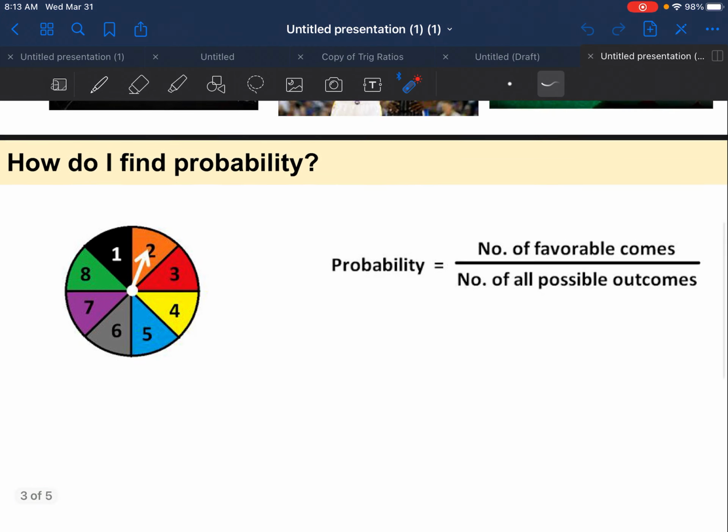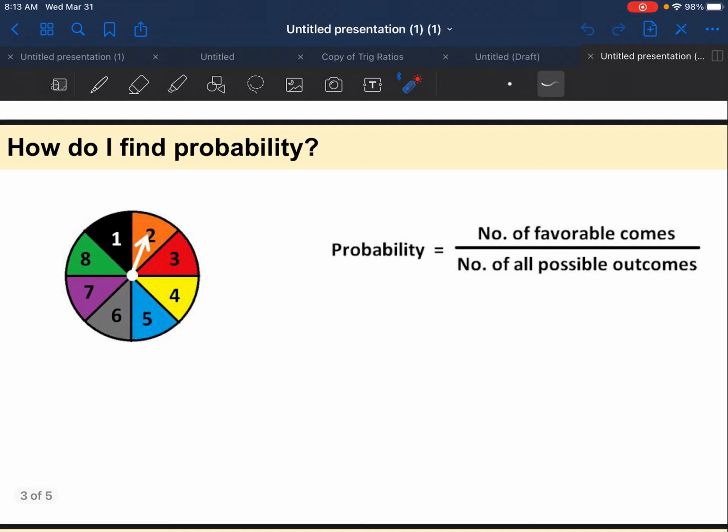So how do I find probability? This is just our most basic probability. The definition is that your probability is your number of favorable outcomes divided by the number of all possible outcomes. And I simplify this as probability equals favorable divided by total. It's just easier for me to remember.